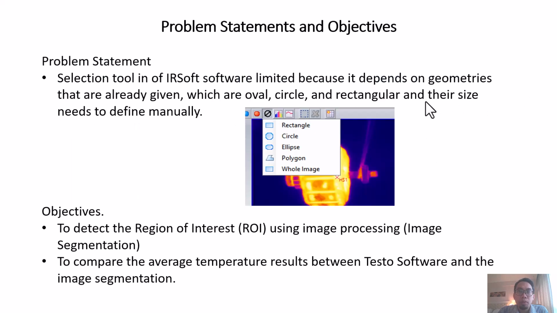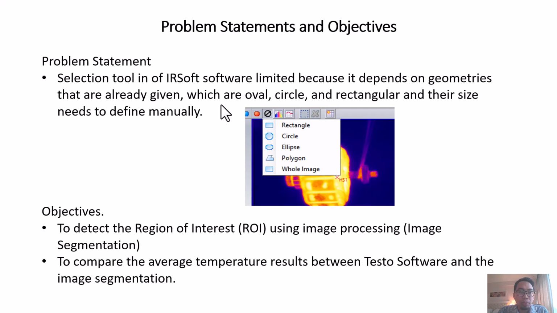So the problem statement for my paper is that the software selection tools are very limited, because the tools depend on limited geometry, which are oval, circle, rectangular, and others. And their size needs to be defined manually by the user.